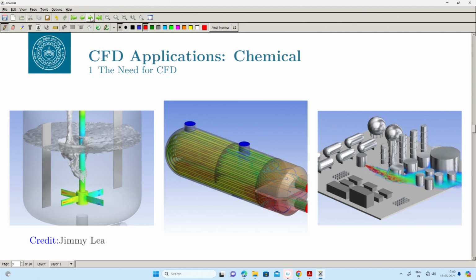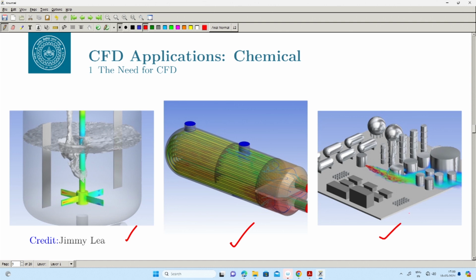Let us say in the left that you see here, you have a designed stirrer, and you want to see how the mixing is taking place, and whether it is desirable or up to your expectation. You can do these kinds of simulations. For the heat transfer here, you can put so many tubes and simulate it, and you can find out how the heat exchange is happening.